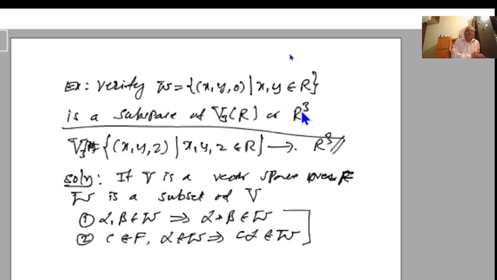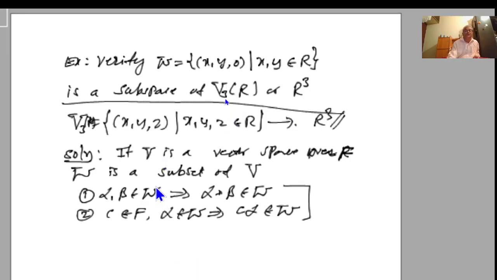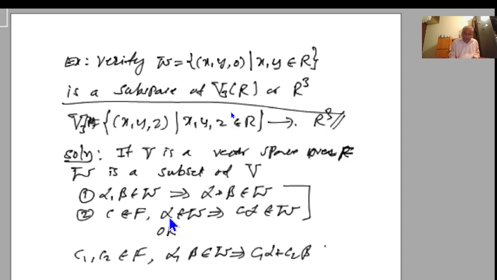So to prove that a given subset is a subspace, we have to show that these two conditions are satisfied in W. Or using one more theorem, the combined theorem: C1, C2 belong to F, alpha, beta belong to W implies that C1 alpha plus C2 beta belongs to W. This also we can prove. So to prove that W is a subspace of a vector space V, either we have to show that these two conditions are satisfied, or combinedly this condition is satisfied. Okay. Now I will go to these two conditions.